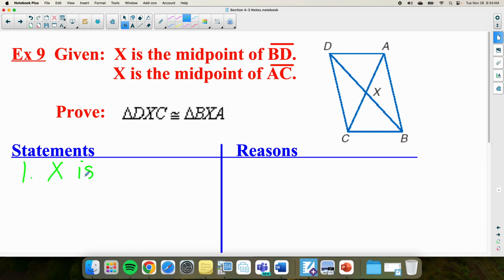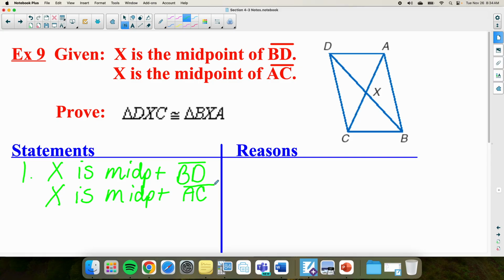All right, now let's go here and let's write down our given. X is midpoint, I always do MIDPT of BD, and X is MIDPT of AC, and that is given.